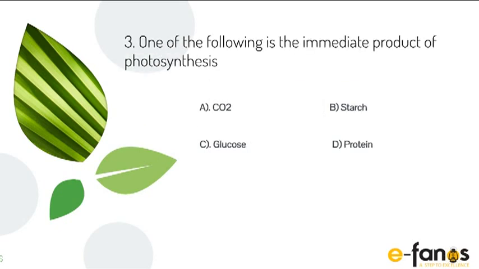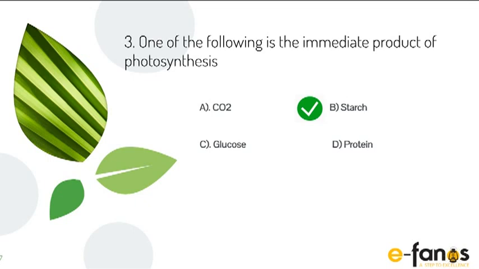Question 3. One of the following is the immediate product of photosynthesis. Is it A, CO2, B, starch, C, glucose, or D, protein? And the correct answer is B, starch.